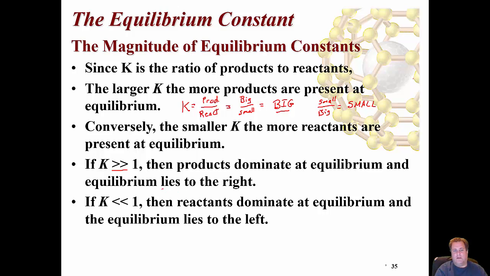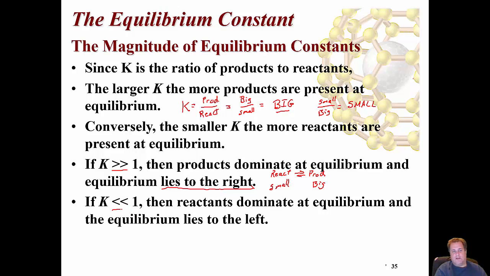Another terminology we use is "lies to the right." That doesn't mean physically things move to the right in a container or something. It simply means looking at the equation, reactants going to products in equilibrium, products are on the right side. So when we say lies to the right, that means this is big and this is small. That's all "lies to the right" means. We're going to continue this terminology in the next section, so we want to make sure we understand that.